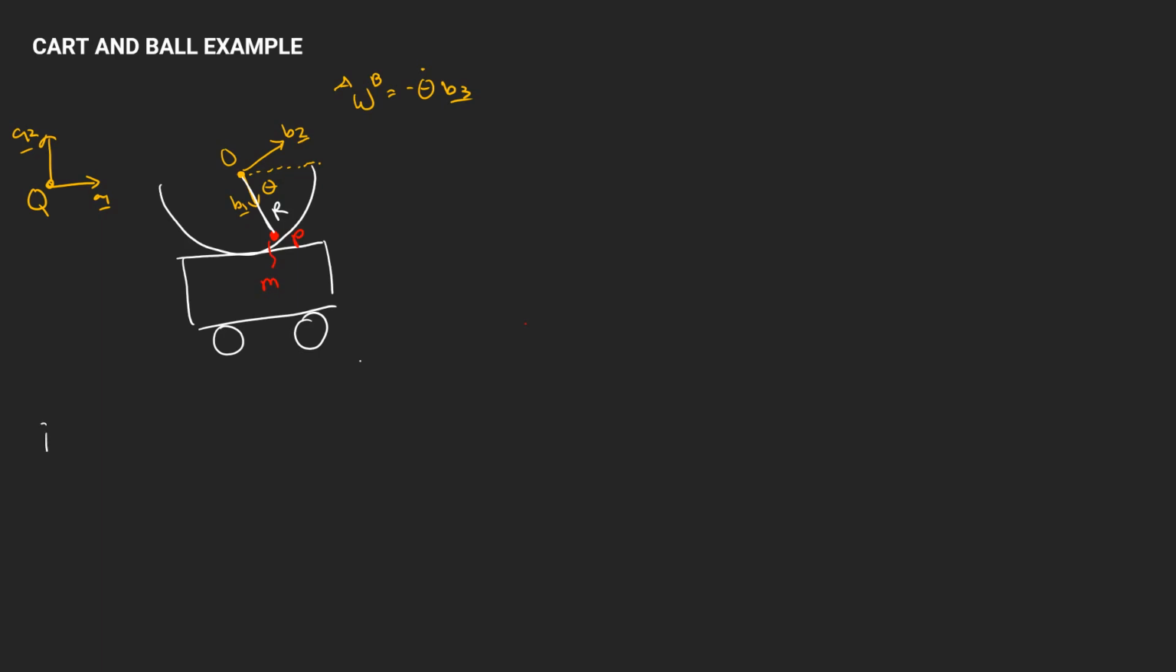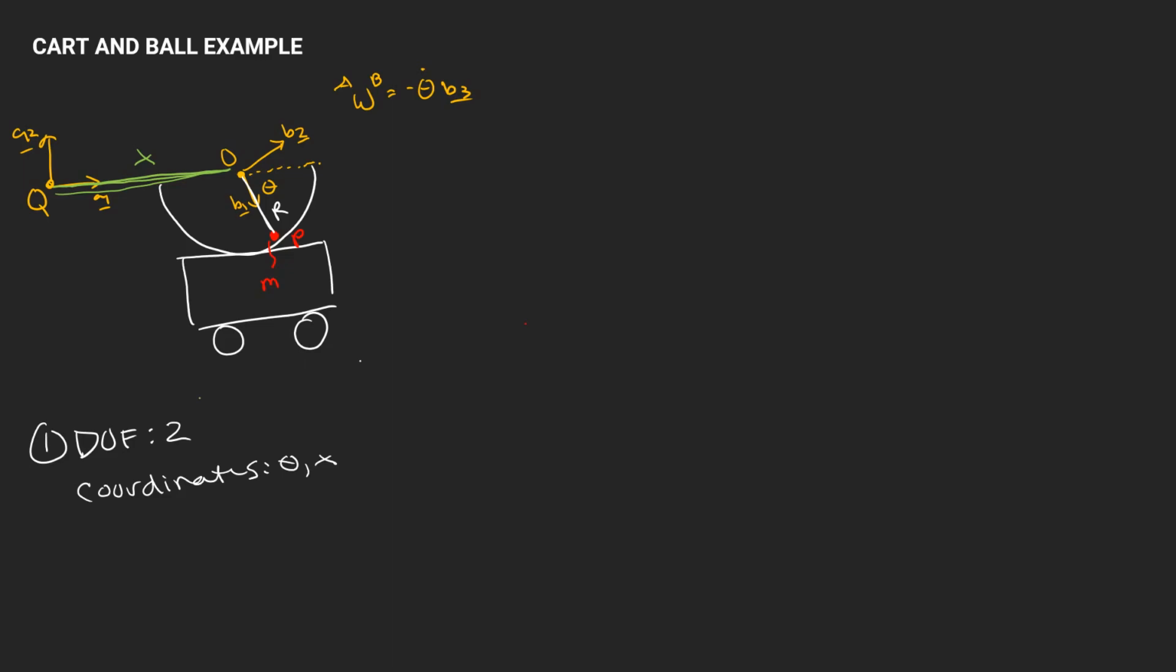Now we start by defining the degrees of freedom of this system. So here we technically have two. So we have theta, and then this position of this cart can change, right? So we call that x. So we have 2 degrees of freedom, and our coordinates are theta and x.